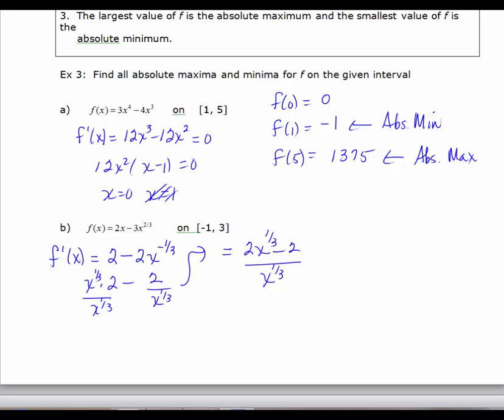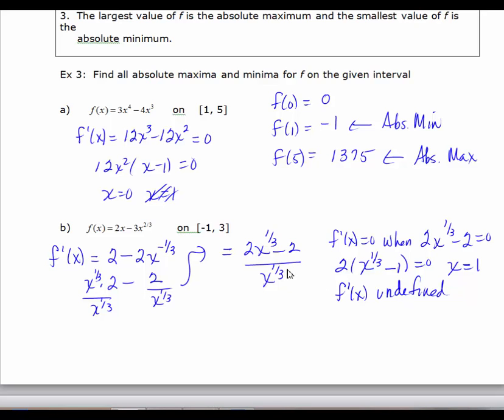And I know that f prime of x equals 0 when 2x to the 1/3 minus 2 equals 0. If I factor out a 2, I get x to the 1/3 minus 1 equals 0. Solving, I get x is equal to 1. And that is an interior point on this function. Okay.